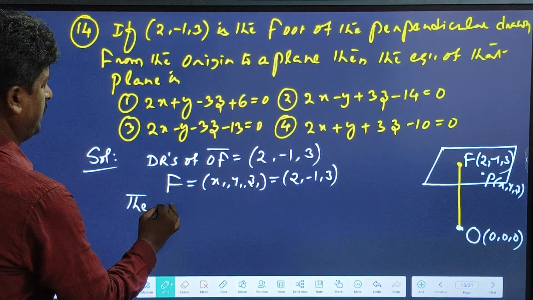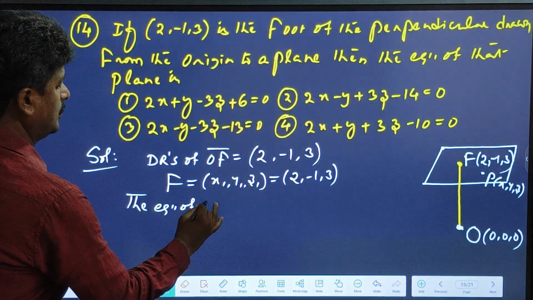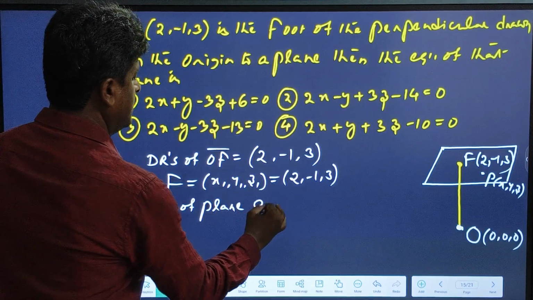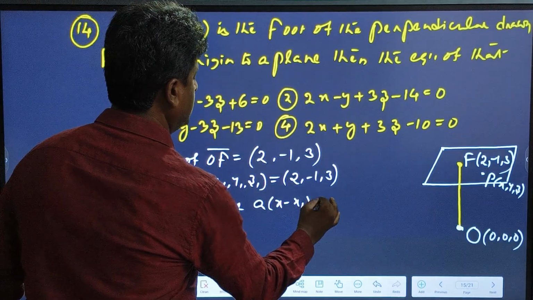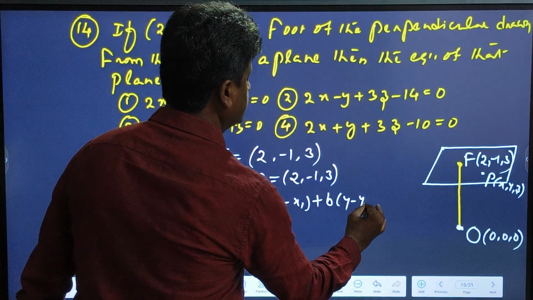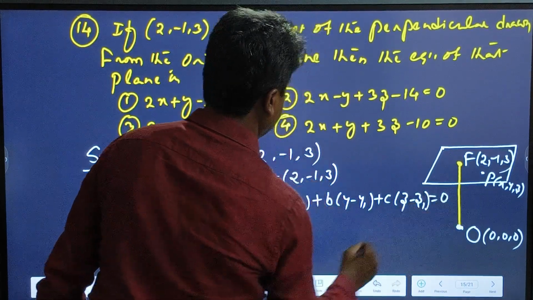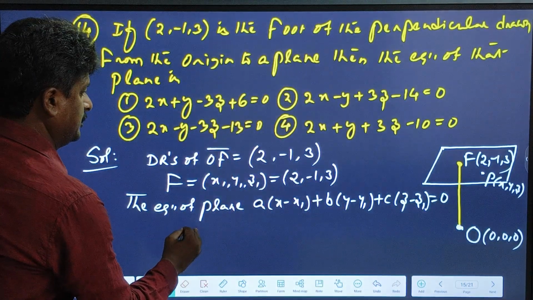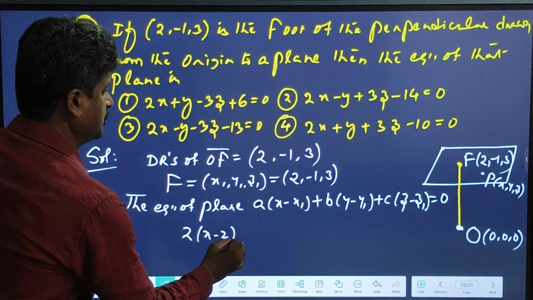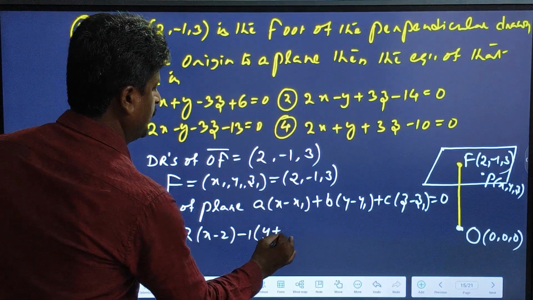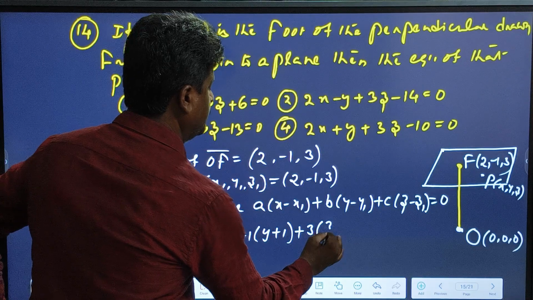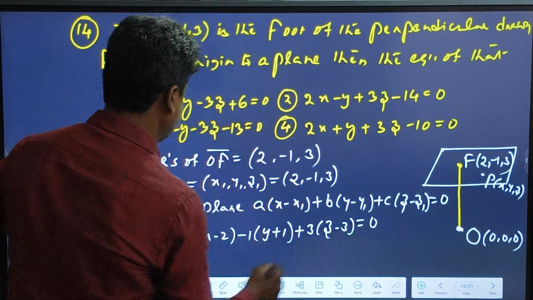The equation of plane: a into x minus x1 plus b into y minus y1 plus c into z minus z1 is equals to 0. This is 2 into x minus 2, minus 1 into y plus 1, plus 3 into z minus 3 is equals to 0.